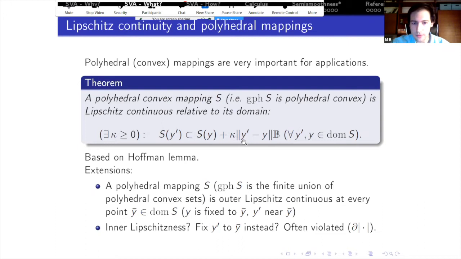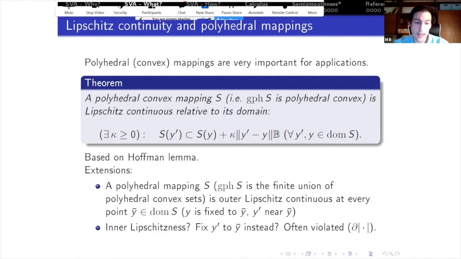And this is one fundamental result by Walkup and Wets, I think. The proof is based on the Hoffman lemma. And then there are very important extensions of this result, which can be proven very easily using this result. If we have a polyhedral mapping, now this means that the graph of this mapping can be written as a finite union of polyhedral convex sets, then such a mapping has so-called outer Lipschitz continuity at every point. And this simply means that we have a similar estimate like here, but this point is fixed. So it's simply this y bar, it's now a property at a point, right? So we have to fix a point. And here, this point will be fixed and it's local. So the y prime will be in some neighborhood of y bar. Again, I don't want to go too much into details, but this is a very, very important and nice result.